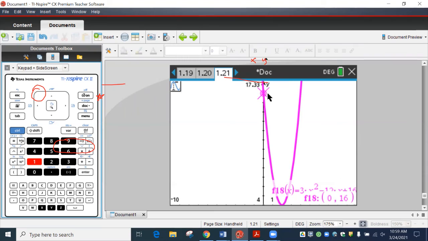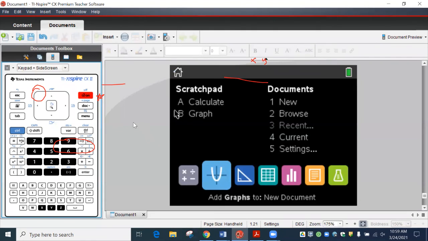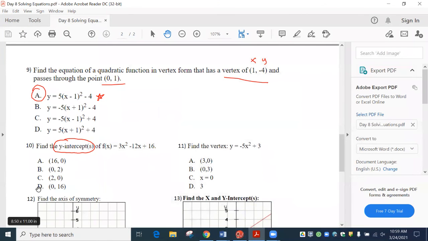It won't always do that, but when you hit menu 5-1, the first point it goes to is always the y-intercept. All right, so that was 0, 16. So that would be D.